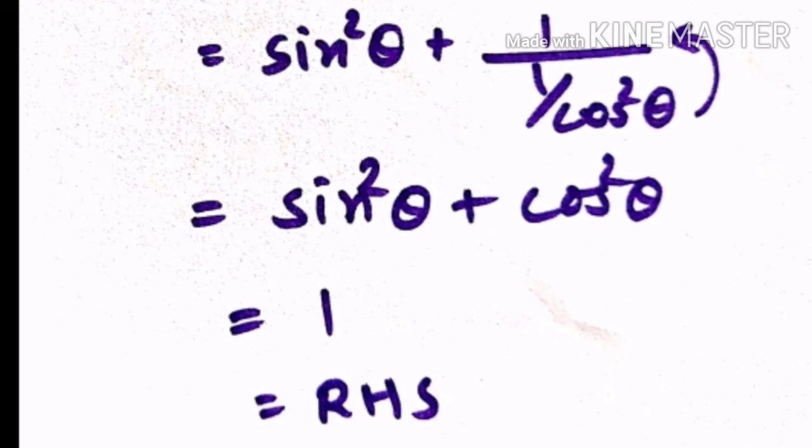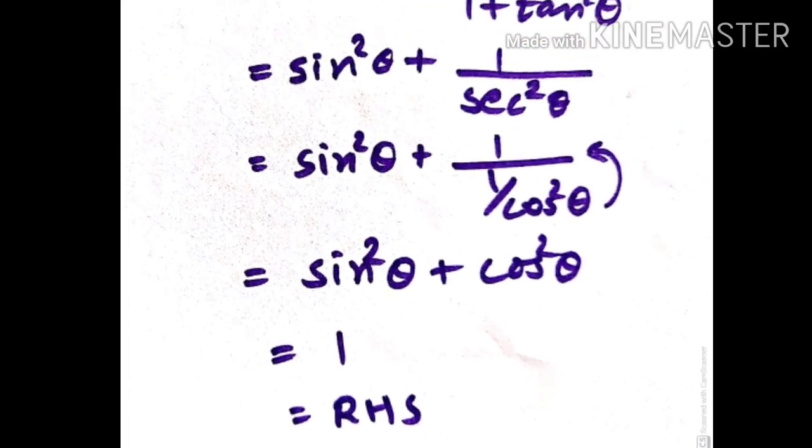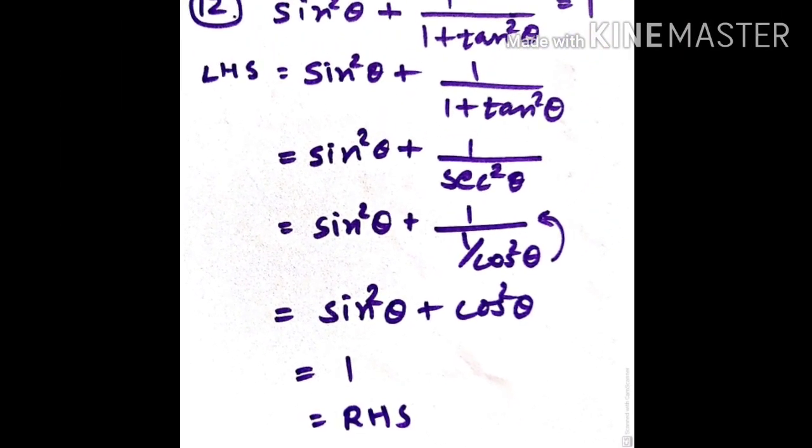So I get sine square plus cos square, going up in the multiplication way. So sine square plus cos square in the next step. And we all know sine square plus cos square is nothing but the value 1. That is our first square relation. Sine square plus cos square is equal to 1, which is equal to RHS. Now let us move on to the next question. Next I have taken question number 14.